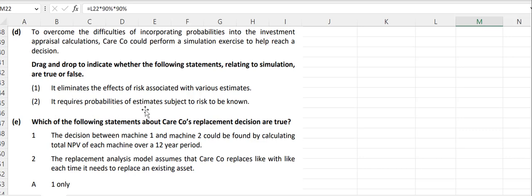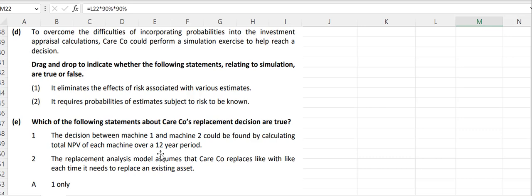It requires probabilities of estimates subject to risk to be known. Yes, a simulation model does use probabilities. So the second statement is true. Which of the following statements about Care Company's replacement decision are true? The decision between machine 1 and machine 2 could be found by calculating the total NPV of each machine over a 12-year period. So one of the machines had a useful life of 4 years, the other had a useful life of 3 years. So if we take the LCM of the two figures, 4 and 3, it will be 12.